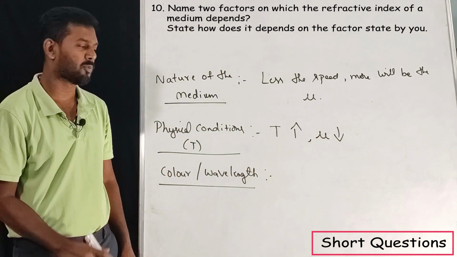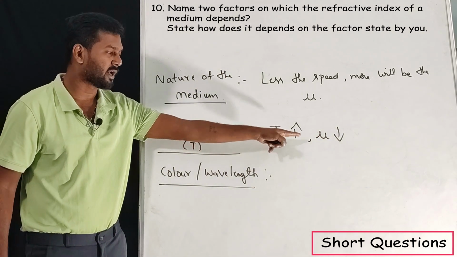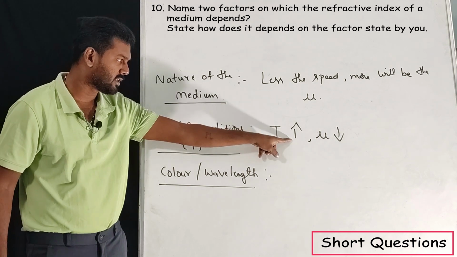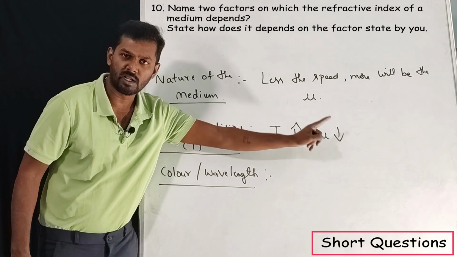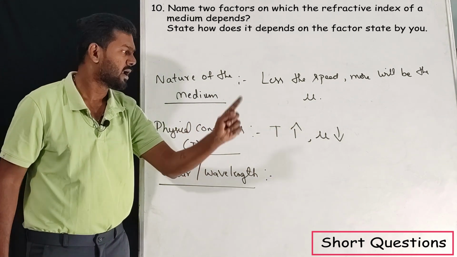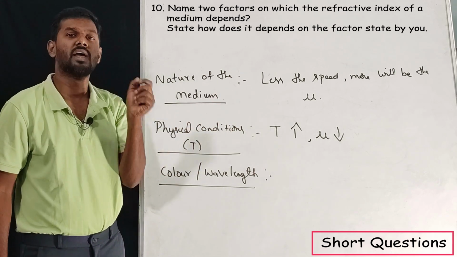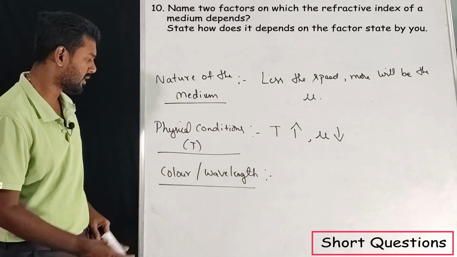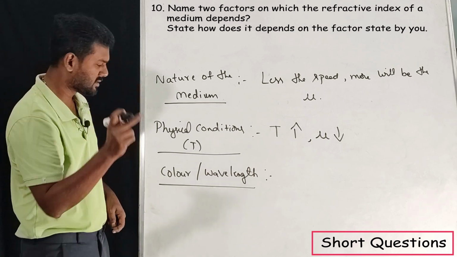They are inversely proportional. You can write this one, but you should not write like this. If temperature increases, refractive index decreases. You can write this one, or temperature and refractive index are inversely proportional. You can write any one, this one or that sentence.